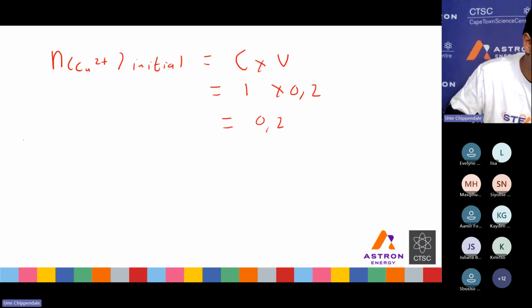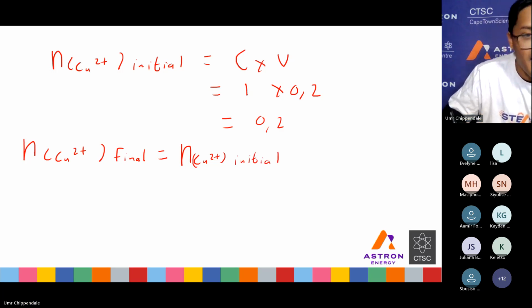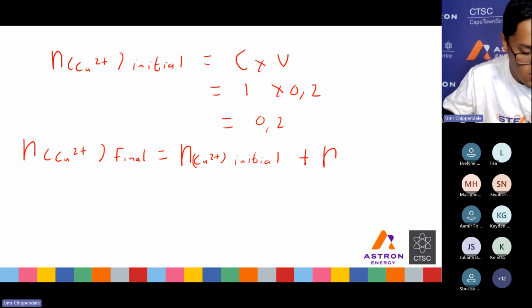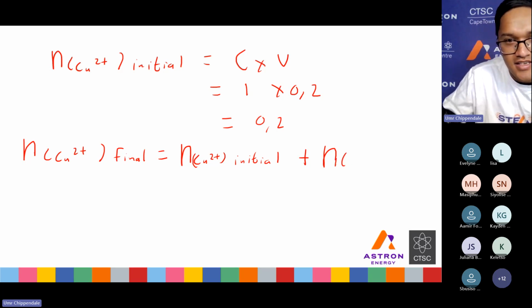Now you're going to say the number of moles of your Cu2+ final is going to be equal to the number of moles of your Cu2+ initial, added to the number of Cu2+ released. There's a way to have a bracket and a C, but okay, as long as you guys see what I'm doing.